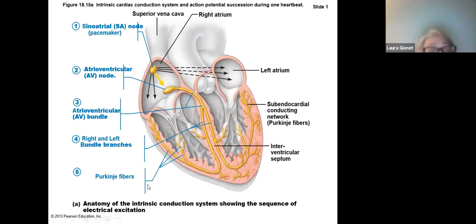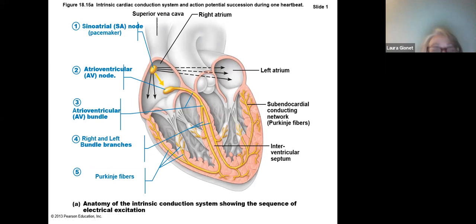Okay, so let's look at the picture, because I think it makes a little more sense by looking at the picture. We have the atrioventricular node, or the AV node, and the SA node. The SA node is superior to it. The AV node is inferior. All right, so we have the SA node, which is considered the pacemaker of the heart, and the AV node, which is the secondary pacemaker of the heart.